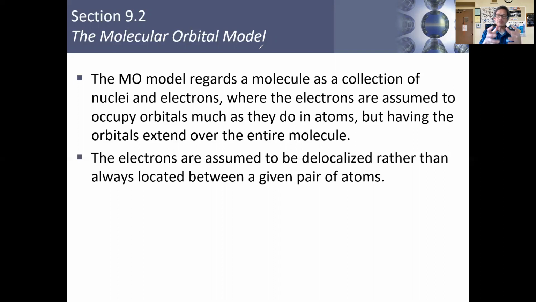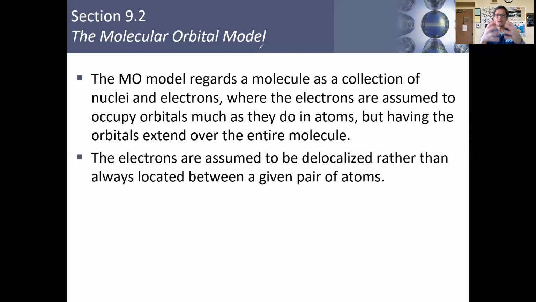Okay? And so the fundamental difference between the localized electron model and the molecular orbital model is that the localized electron model proposes that the electrons stay localized. They stay between the two atoms that share that particular bond. The molecular orbital theory proposes that these electrons are delocalized and they move throughout the molecule itself, and that's what holds the molecule together.